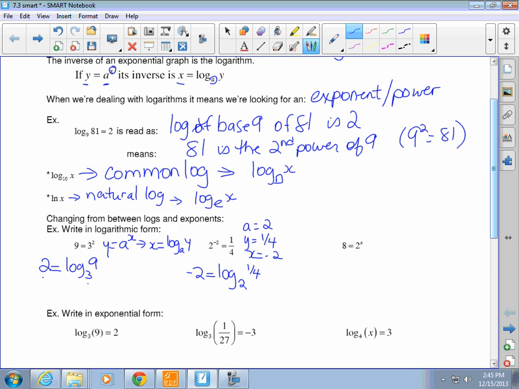And you could flip that around. You could say log base 2 of 1/4 is equal to negative 2. Either way is okay. So basically what it's saying is then, 2 to the power of what will give you a 1/4? Well, that power has to be a negative 2.